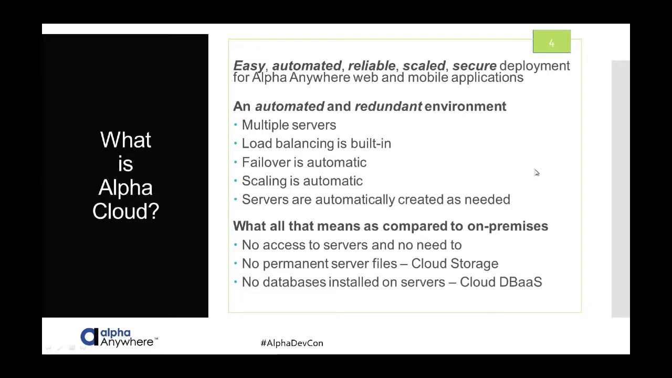Alpha Cloud is easy, automated, reliable, scaled, secure deployment for Alpha Anywhere web and mobile applications. It's an automated and redundant environment. That means there are multiple servers, load balancing is built in, failover is automatic, scaling is automatic, and servers are automatically created as needed. Now, compared to an on-premises environment, you won't see servers that you can access. In fact, you don't have a need to.